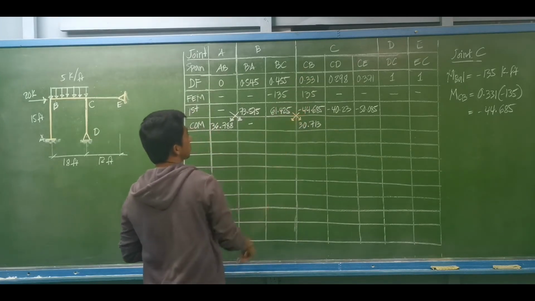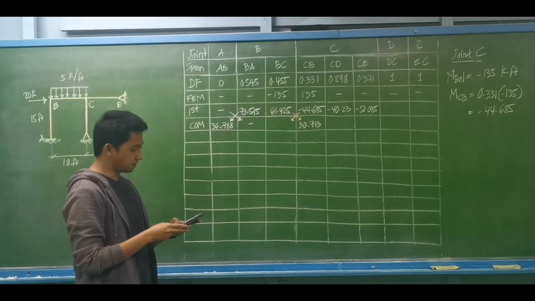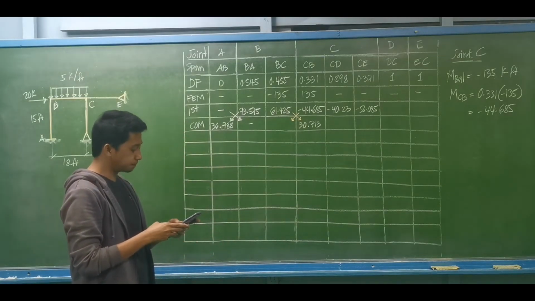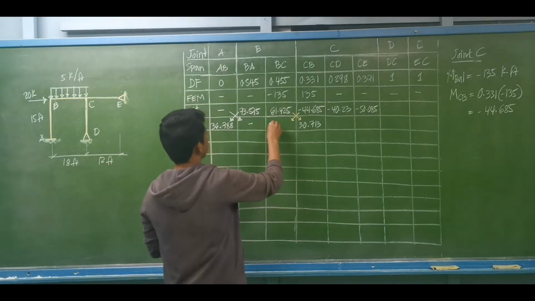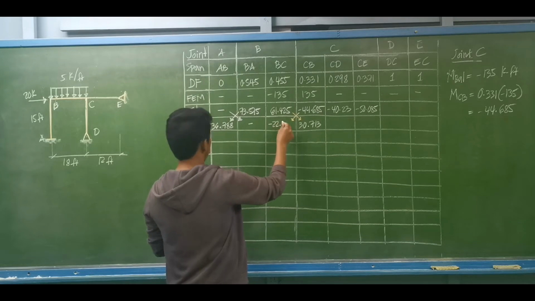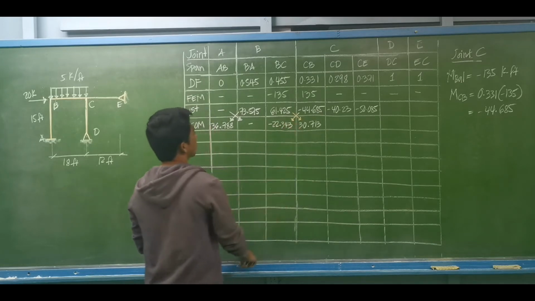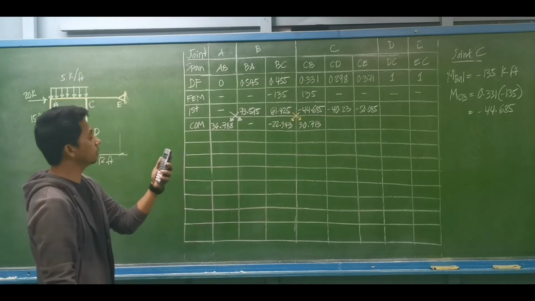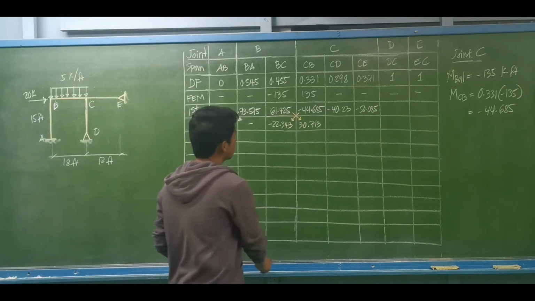That is BC. So negative 44.685 times 0.5. And we have, this is negative 22.343. Negative 22.343 kip-feet. So we have, how about this one?